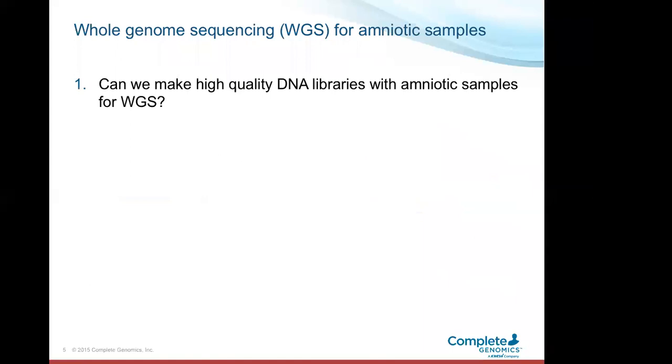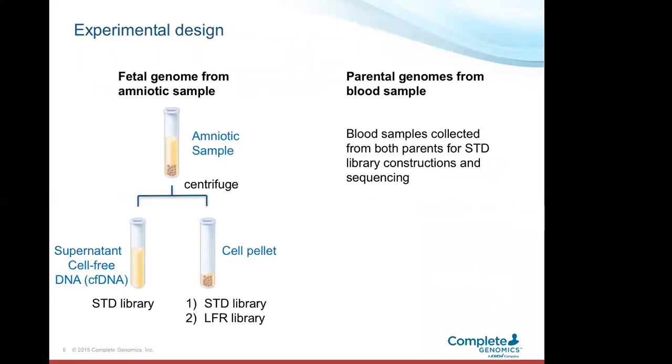Therefore, the first question we asked is, can we make high-quality DNA libraries with amniotic samples for whole genome sequencing? In order to sequence these fetal genomes from amniotic samples, the samples are first centrifuged to separate the supernatants from the cell pellets. From the supernatants, cell-free DNA was isolated and sequenced using the standard library procedure. For the cell pellets, in addition to the standard libraries, we also attempted to make LFR libraries.